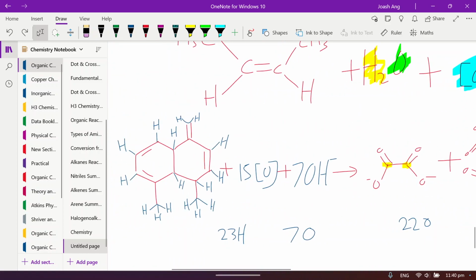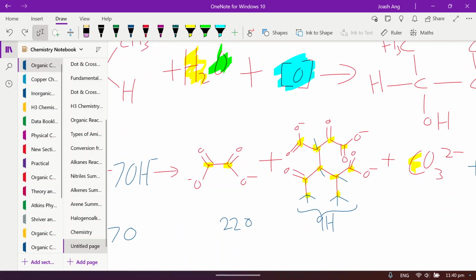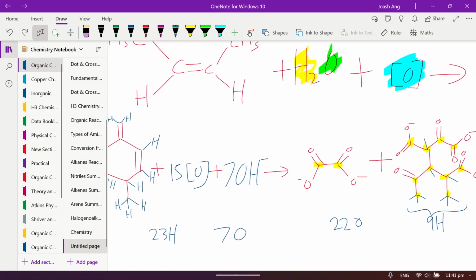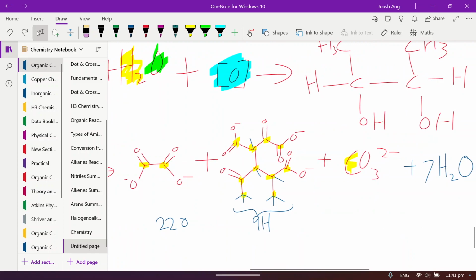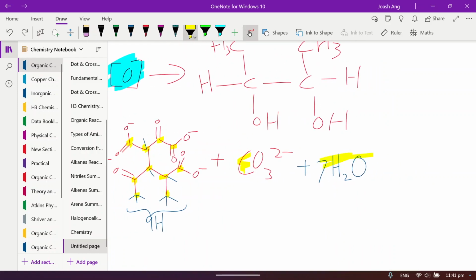So that's why I added 7 OH minus, because the alkaline medium is used. Okay, then the next step is to balance the number of carbon. Number of carbons are balanced on both sides, so it should be all good. Then the third step is to balance the number of hydrogens. So the left hand side has 23 hydrogen, right hand side of the organic product has 9 hydrogen. So that's why I have to balance it out with 7 water molecules.